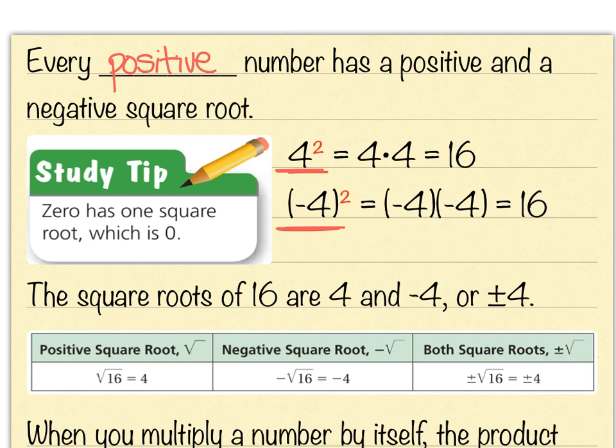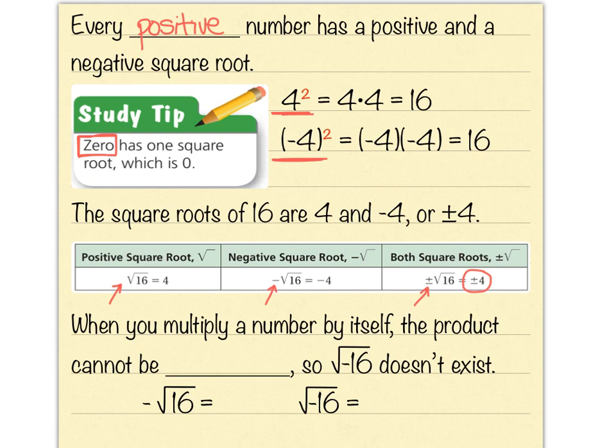To clarify this, if the square root symbol doesn't have anything in front of it, you're just going to give the positive square root. If it has a negative sign in front of the square root, you're going to give the negative version of that square root, so the negative square root of 16 is negative 4. And if it has a positive and negative symbol, which you may not have seen before, you're going to give both answers. You could say 4 and negative 4, or write the positive negative symbol with the 4. So every positive number has a positive square root and a negative square root. Of course, 0 is not a positive number, so it only has 1 square root, which is 0.